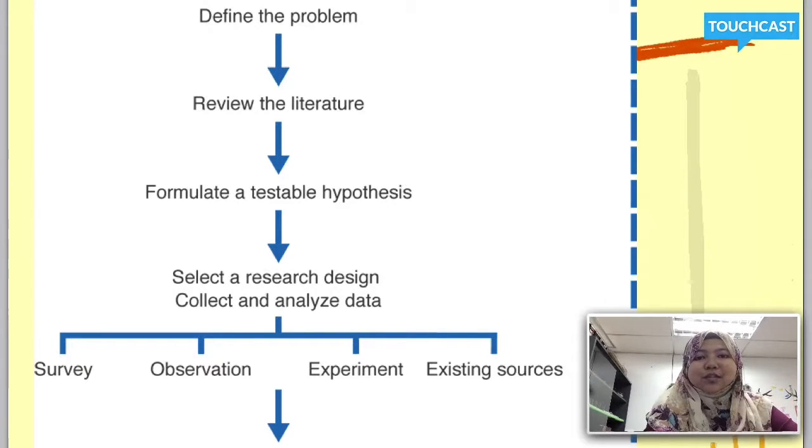All right, so for example, we have a survey, we have observation, we have experiment, and also existing sources. If you use a survey, you ask questions with the survey form. Nowadays we also have the online survey form, for example, Google Form, Survey Monkey. All right, so next we move on to observation.